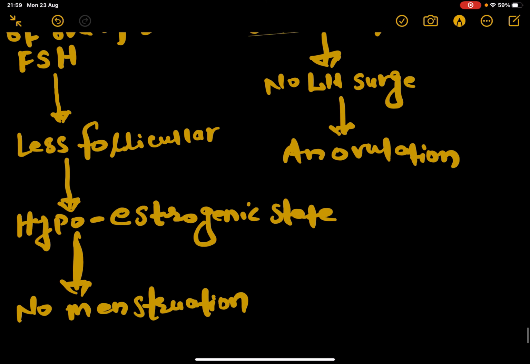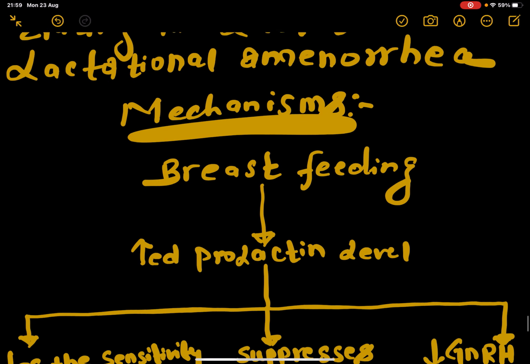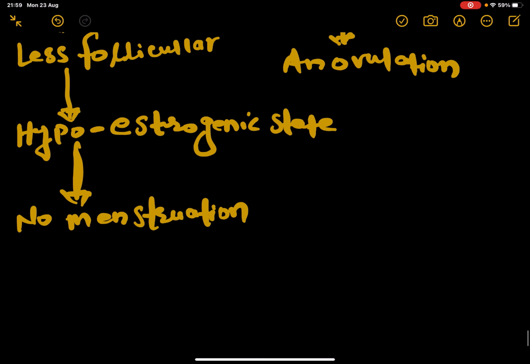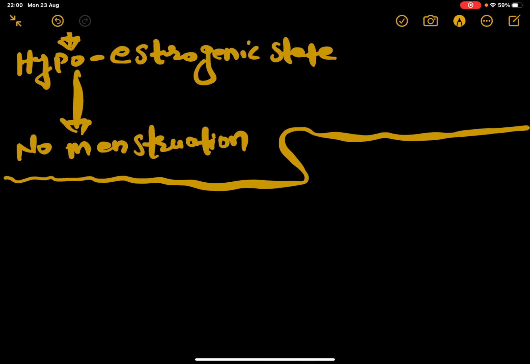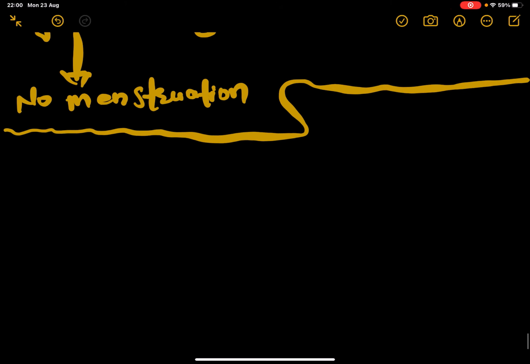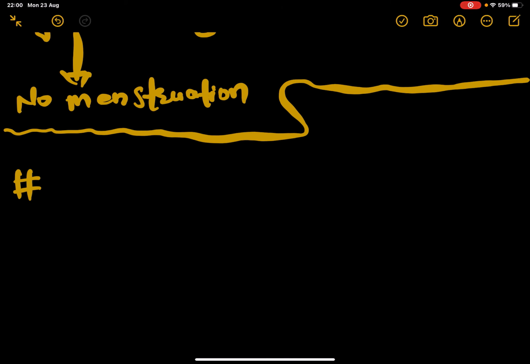In this way we can define lactational amenorrhea along with its mechanism. The next point I'm going to add in this session is suppression of ovulation during pregnancy. This is another point that should be discussed right here.